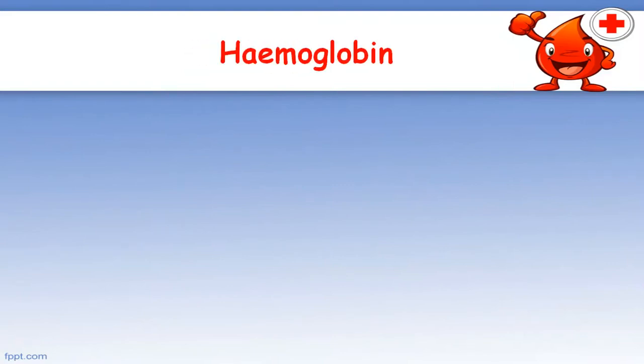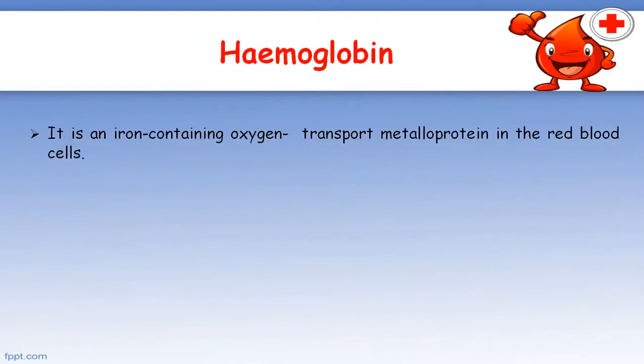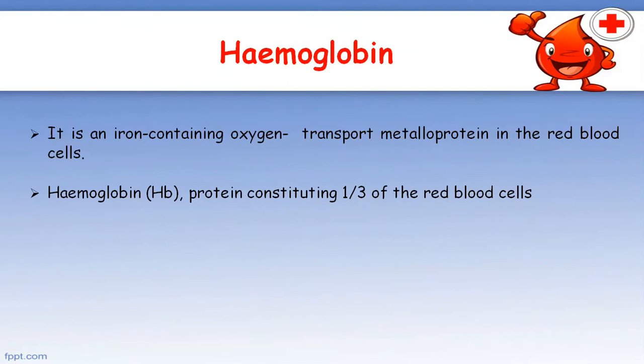What is meant by hemoglobin? It is an iron-containing oxygen transport metalloprotein in the red blood cells. It means the RBC. Hemoglobin or the Hb protein constitutes one-third of the red blood cells.